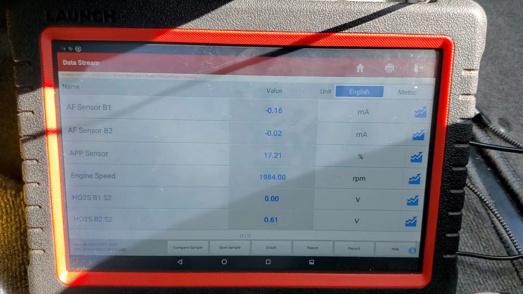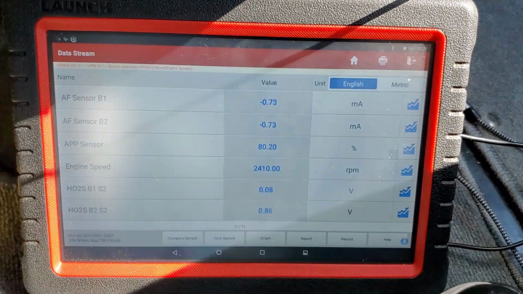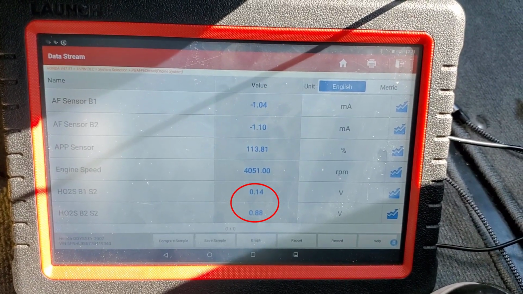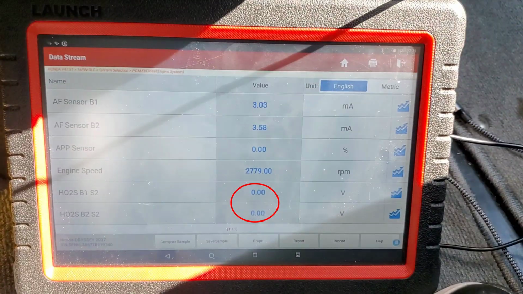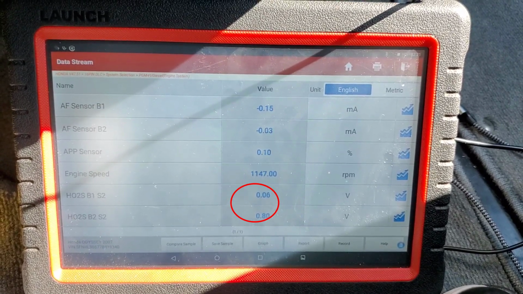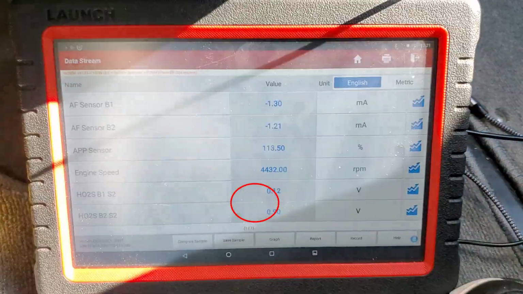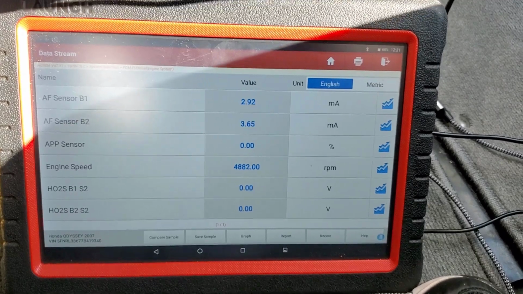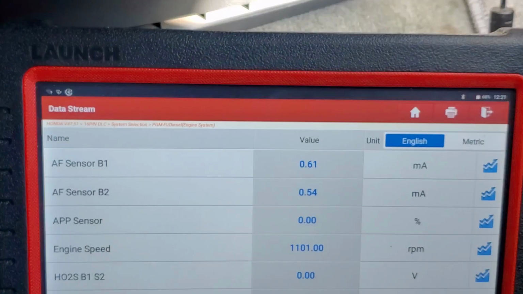Let me see all the lights. Hope you guys can see it. Did a wide open throttle there. The release. Do it again. So apparently that sensor is stuck. It's not moving. As you can see, that sensor is not moving.